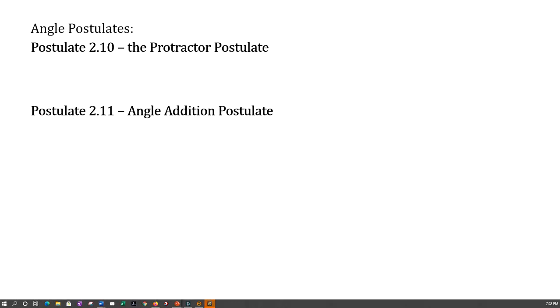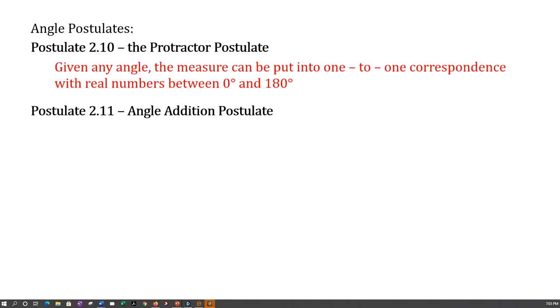Okay, let's start with angle relationships. We've got 2 angle postulates. Just like we had the ruler postulate in line segments, we have the protractor postulate for angles. Given any angle, the measure can be put into a one-to-one correspondence with real numbers between 0 and 180 degrees. So basically, you can measure an angle with a protractor. Again, it's not something we're going to focus on a lot as we go forward.